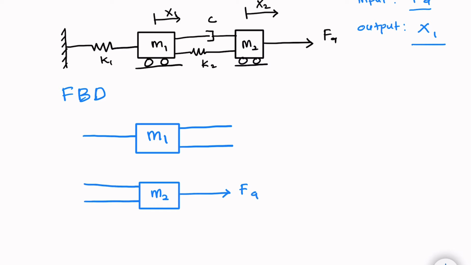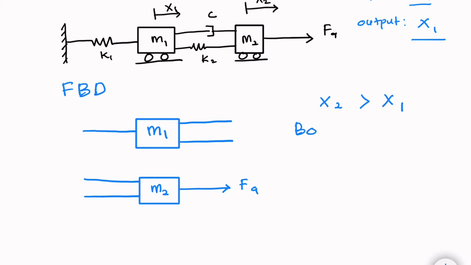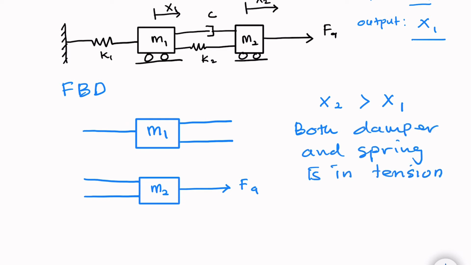In order to determine the direction of the force, let's consider x2 is bigger than x1. With that assumption, we consider that both the damper and spring are in tension. So let's say the spring is in tension. Therefore, the reaction will pull in. So for mass 1, the reaction will be to this side. This is Fd and this is Fs2.